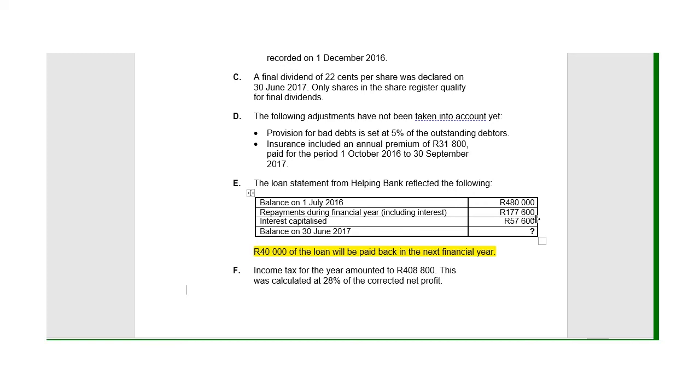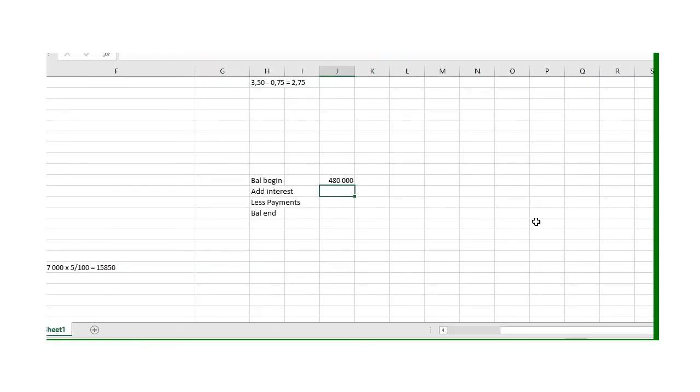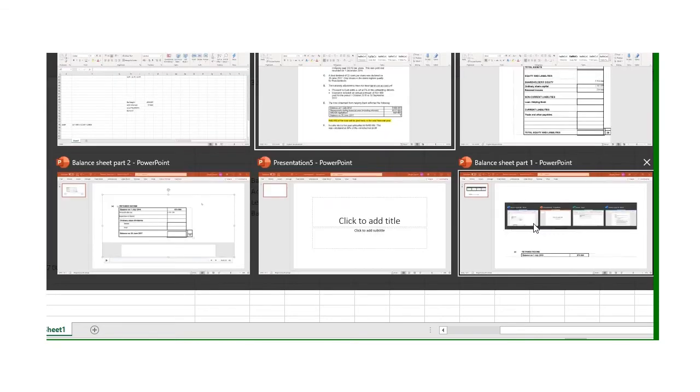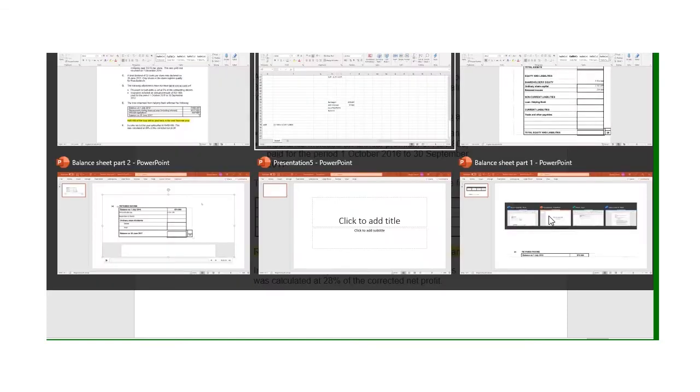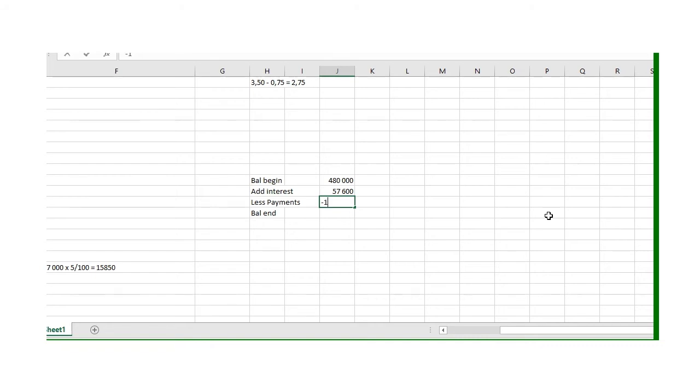Interest, 57,600. Must add it. Then I must just remember to less the payments. Always read carefully. This is all the payments for the year. Sometimes they give us a monthly figure. Then I must multiply it by 12 to get to an annual figure. But this is the year figure. So I can simply minus the 177,600.